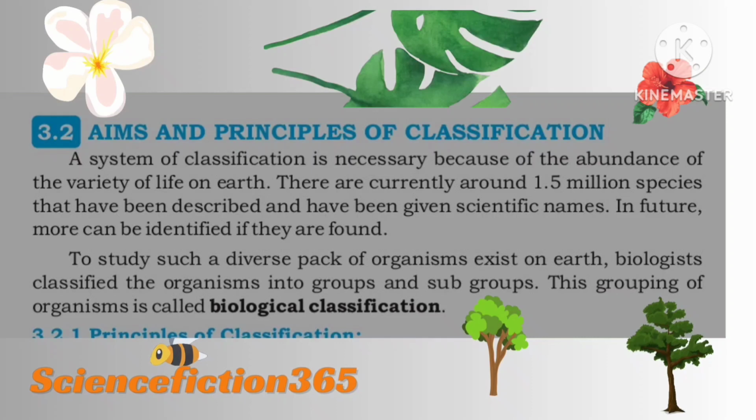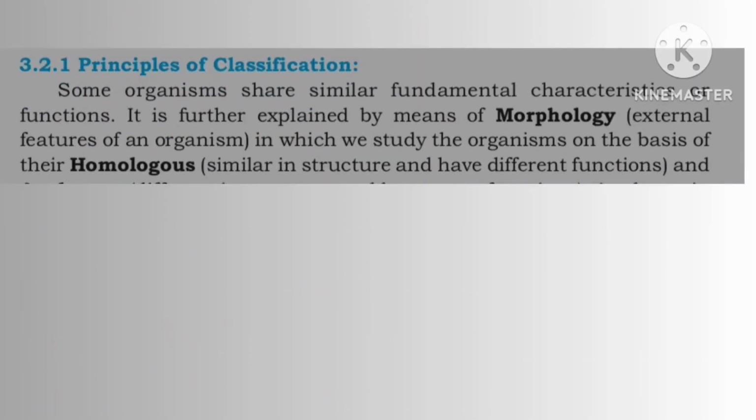Now, dividing living organisms on the basis of similarities and dissimilarities is called classification. There are currently around 1.5 million species that have been discovered, and biologists have given them scientific names also. To study such a diverse range of organisms, biologists have classified organisms into groups as well as subgroups. This grouping is called biological classification.